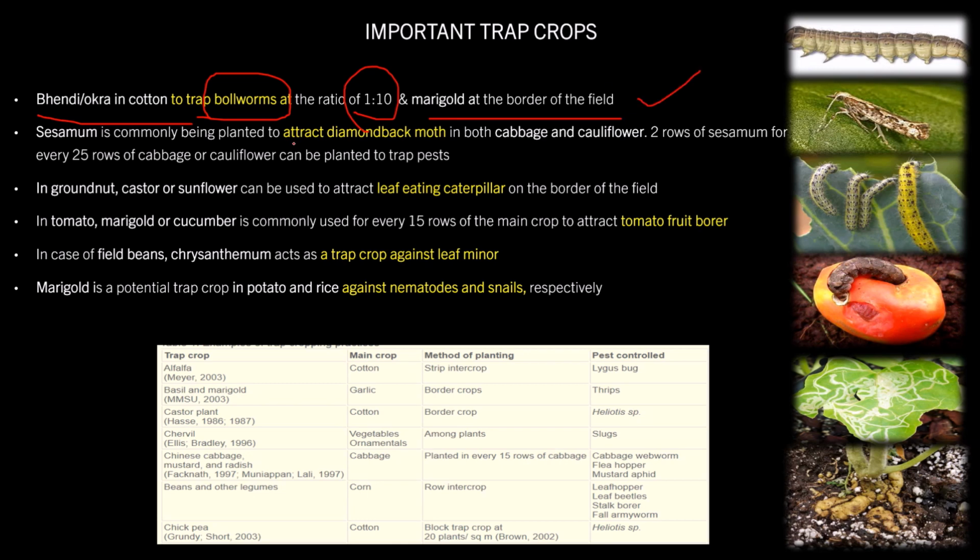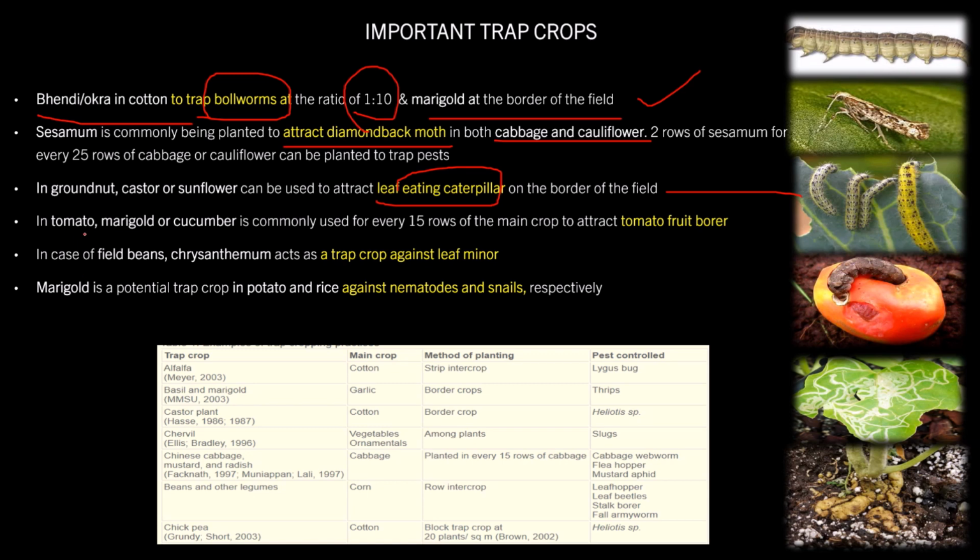Sesamum, if we say, is commonly planted to attract the diamondback moth in case of both cabbage and cauliflower. All of them are depicted in the examples here. Then, in case of groundnut, castor or sunflower can be used to attract the leaf-eating caterpillar, as you can see in this picture, on the border of the fields.